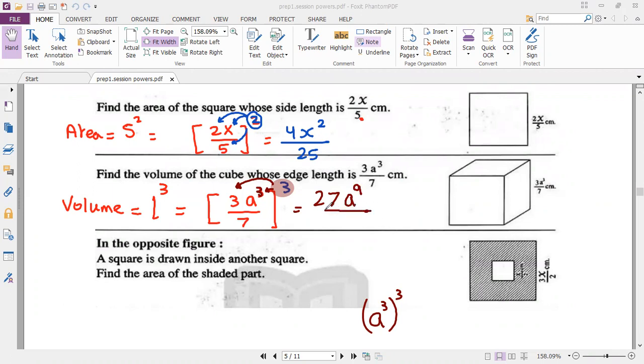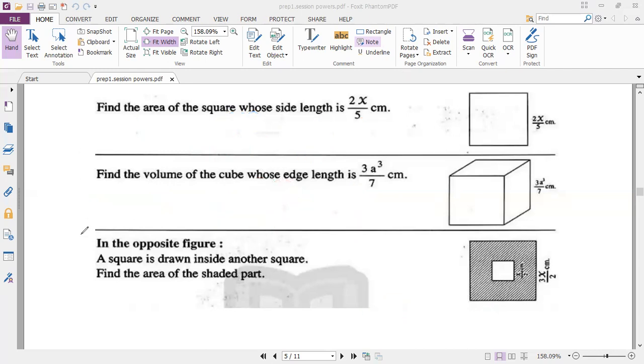Over 7 raised to the power of 3. It's not 7 times 3, it's 7 multiplied by itself 3 times. 7 times 7 is 49, multiplied by 7. 7 times 9 is 63, write 3, carry 6, and 7 times 4 is 28, plus 6 is 34. So 343.